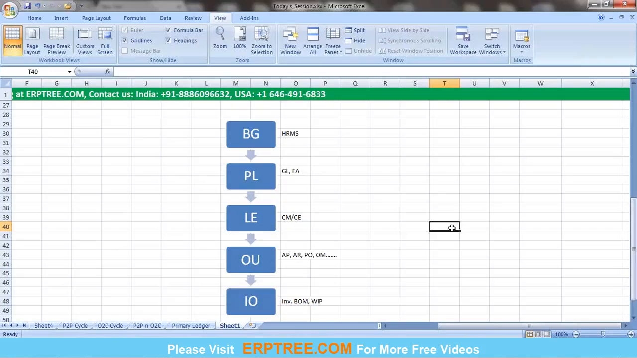Now the point is, at what level can you generate the reports? Anyone please tell me, by looking at the multi-org structure, but not by looking at applications, at what level can you generate the reports? OU. Exactly. That is OU, yes, correct.